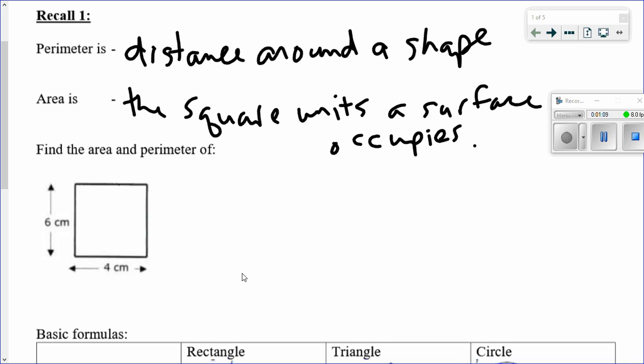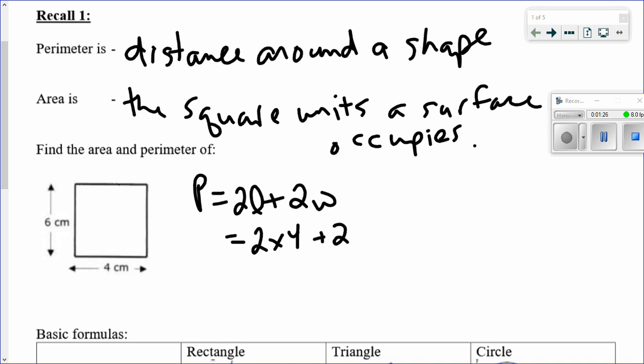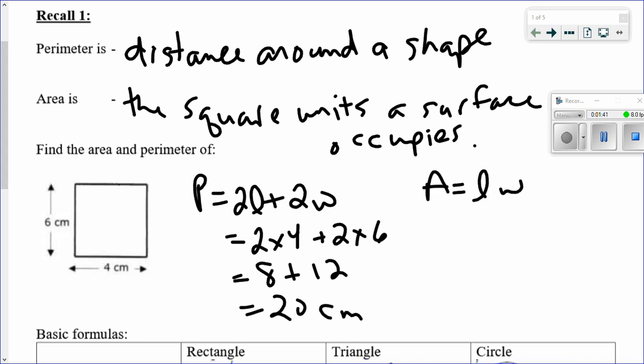Find the area and perimeter of the following shape. Perimeter equals 2L plus 2W. You could also do side plus side plus side plus side, but I'm giving you the benefit of the doubt. I'm assuming you know this one. Follow BEDMAS to finish this. And for perimeter, it's just centimeters. Area is length times width. So 6 times 4 or 24 centimeters squared.